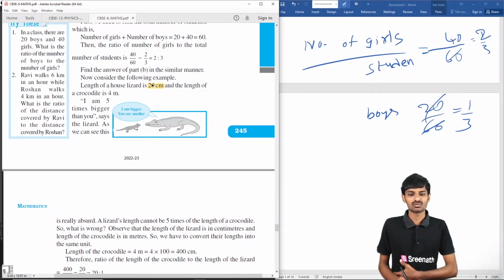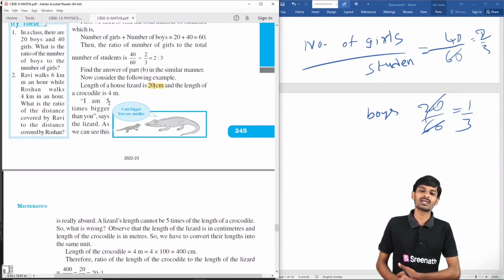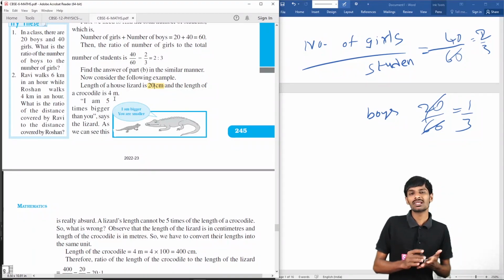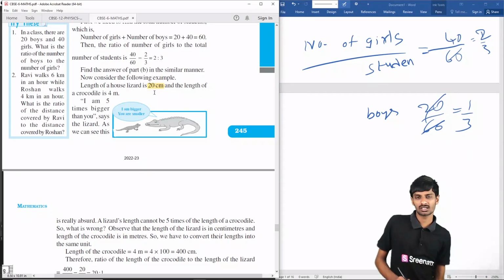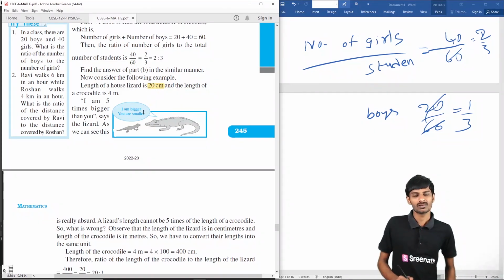Here if you see the numbers, the lizard is 20 centimeters, the crocodile is 4, so 20 is bigger than 4. But if you only see the numbers, you may get confused. In addition to the numbers, you have to look at the units also. Here it is 20 centimeters, it is in centimeters.